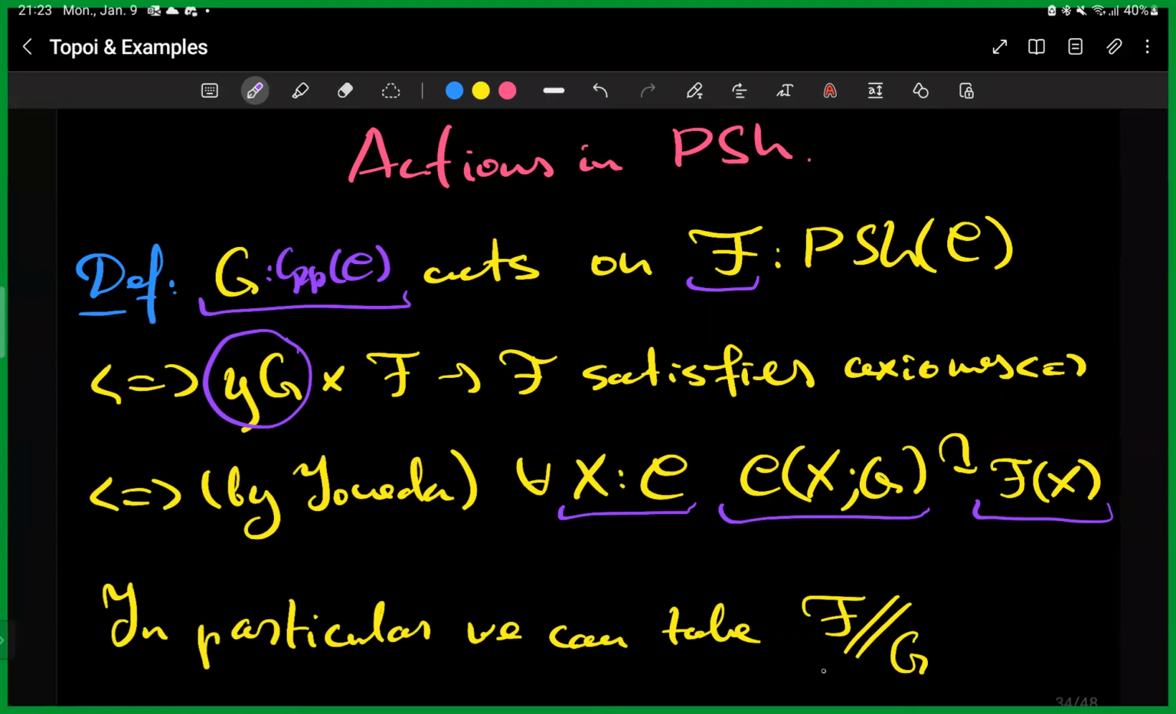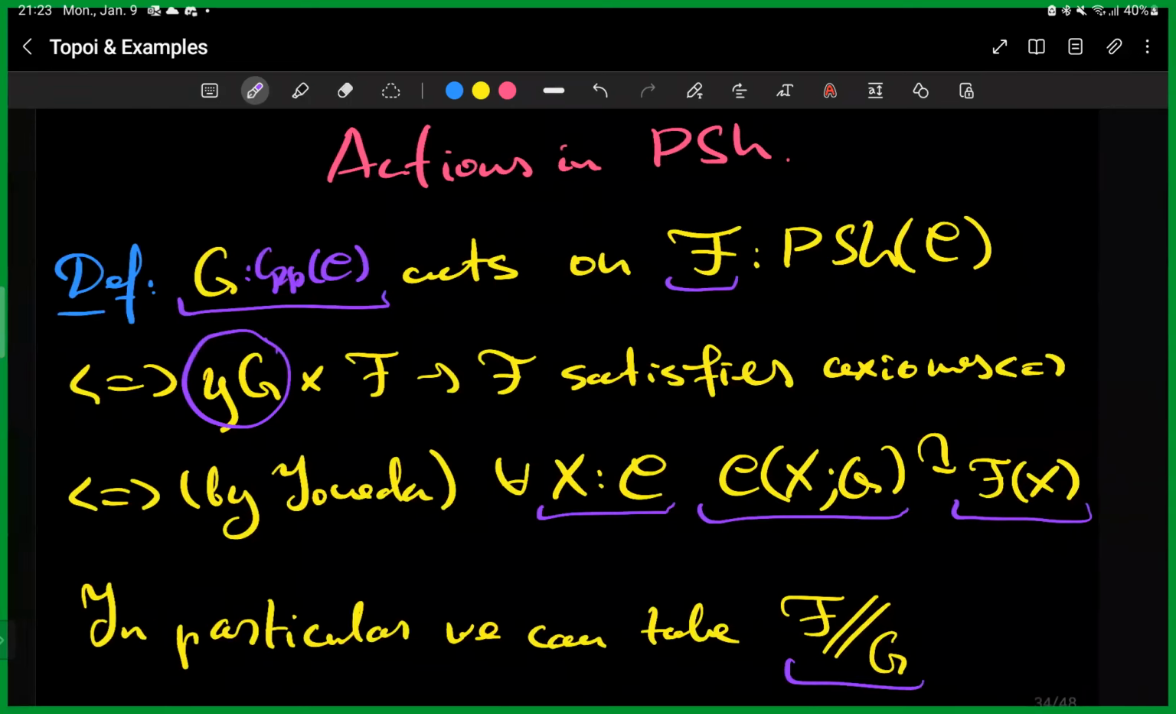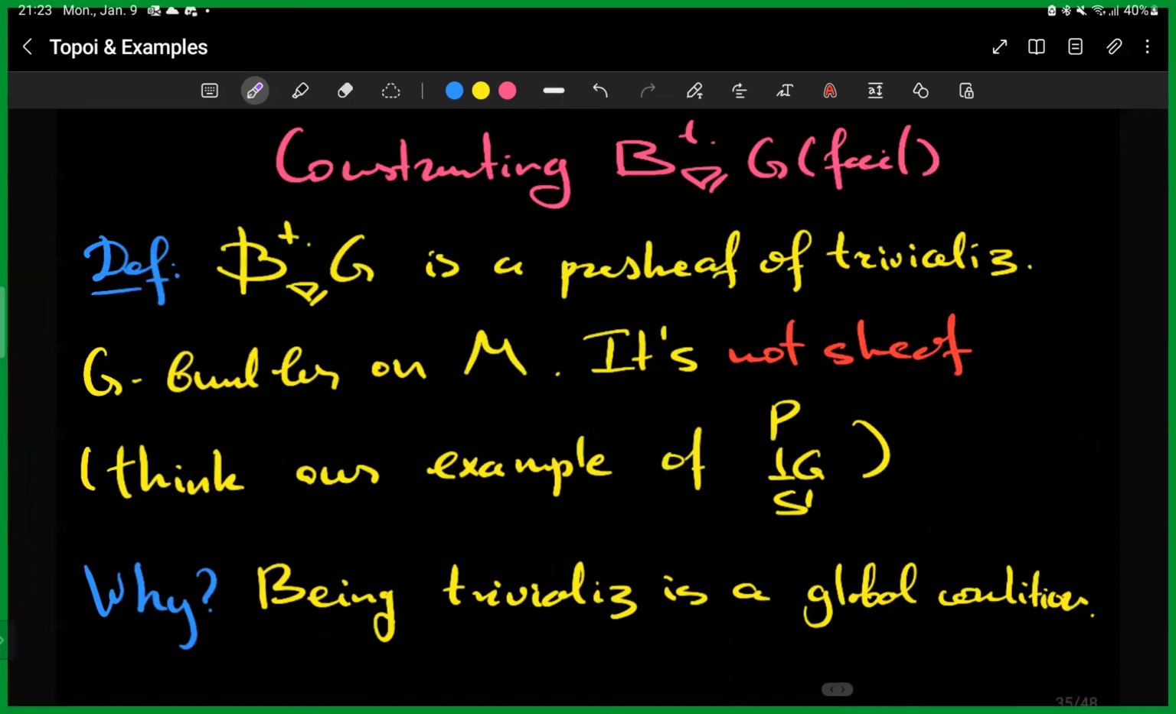Okay, so we can define this simplicial quotient, and that's quite nice. We can now take quotients of sheaves by group actions. That's remarkable. Okay, so now we want to construct another model for our presheaf BΔG. So we once again start naively. We take this, B trivial ΔG, as a presheaf of trivializable G-bundles on M. Not trivialized, but trivializable.